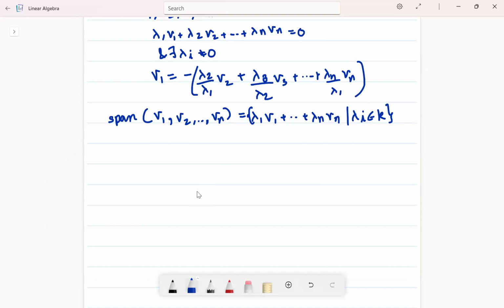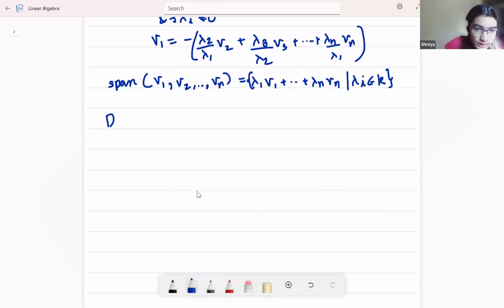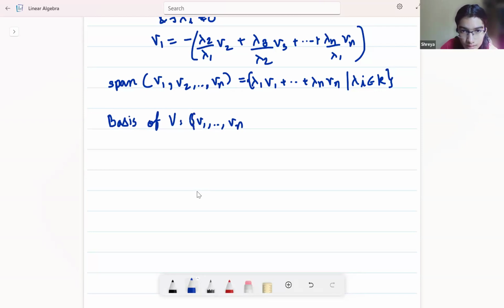Okay, so now let's define a basis of V. So v1, blah blah blah, vn, the set, is a basis if it is linearly independent, first of all, and it spans V.